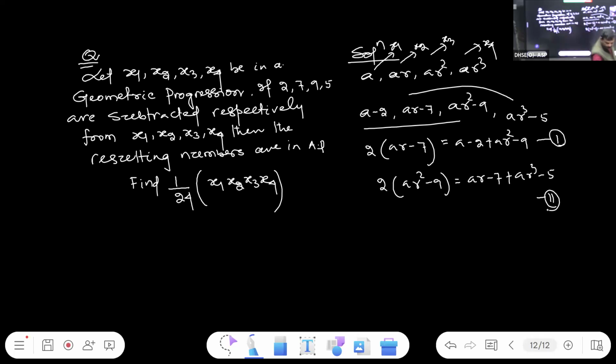Okay, let's move forward to the next question. a is equal to minus 3 and r is equal to 2. We have to find the product. The product will be a to the power 4 into r to the power 6. We have to calculate a to the power 4 into r to the power 6 upon 24.